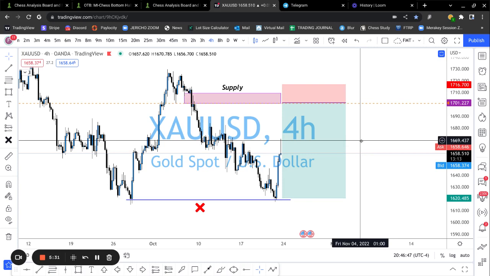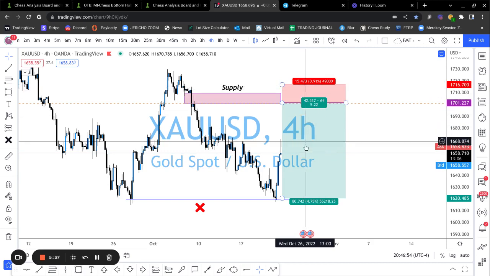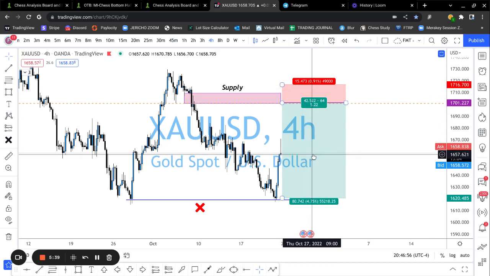So that's another reason why I would look for a more refined entry, because I can possibly get even a 1 to 10 risk reward ratio instead of 1 to 5. So that's kind of my synopsis on my thought process on gold right now.